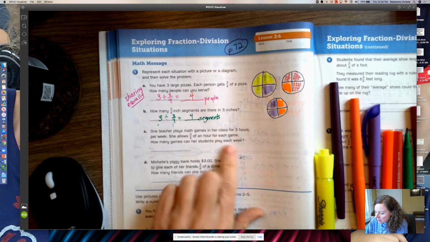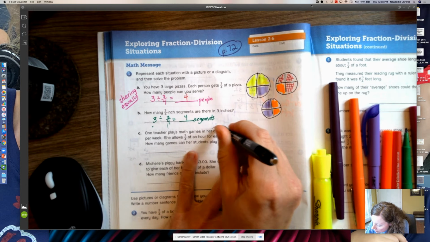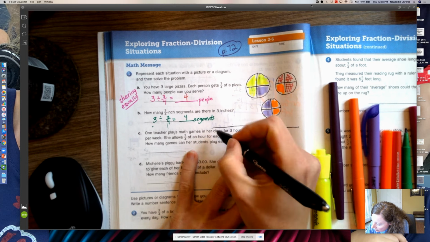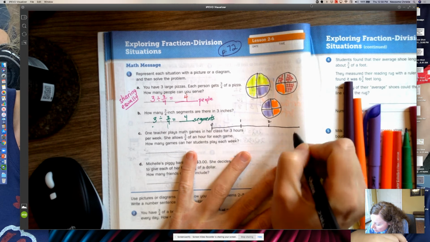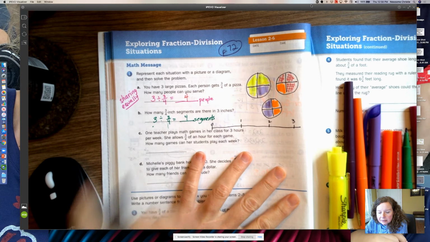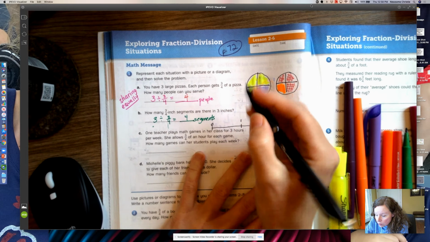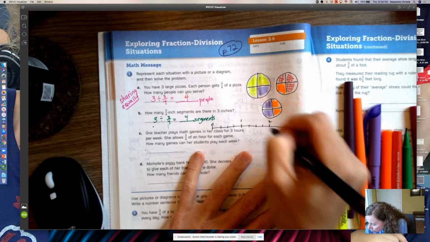So let's imagine, this one is talking about a 3-inch number line. And so let's imagine we had 0, 1, 2, 3. And then let's imagine that we have it broken up again into fourths, because that's what the problem is working with.